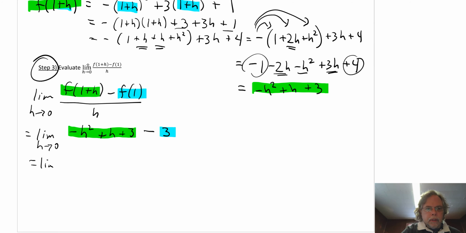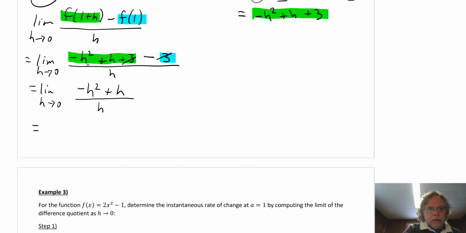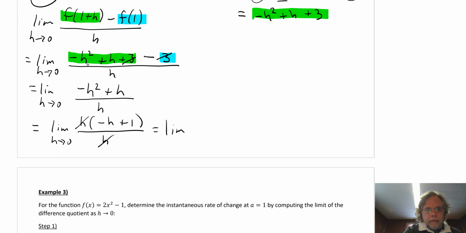This is equal to the limit as h goes to 0 of, oh, this is still all over h up top there, so can't forget that. Now the 3's go away in the numerator. We get negative h squared plus h over h. And this is equal to the limit as h goes to 0 of, we can factor an h out in the numerator. We get negative h plus 1 over h. We can cancel. We get the limit as h goes to 0 of negative h plus 1.